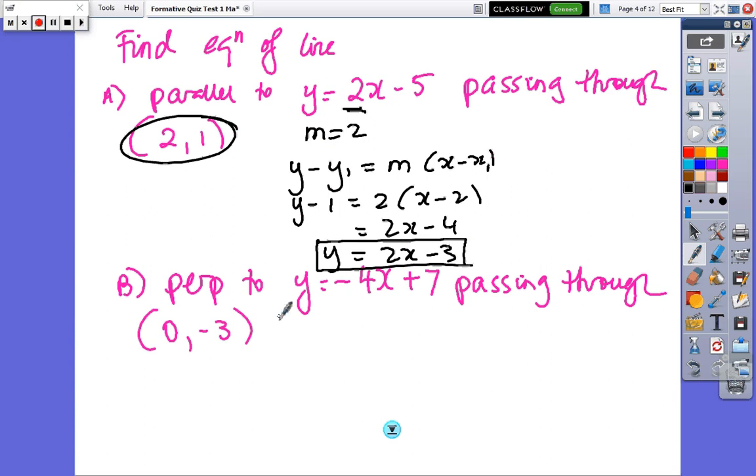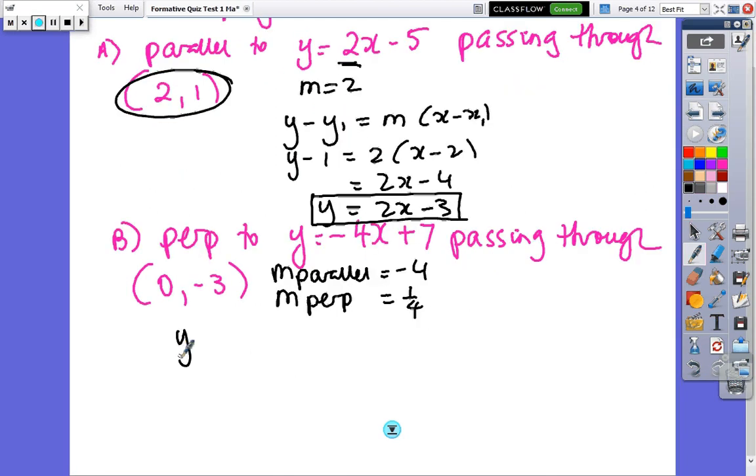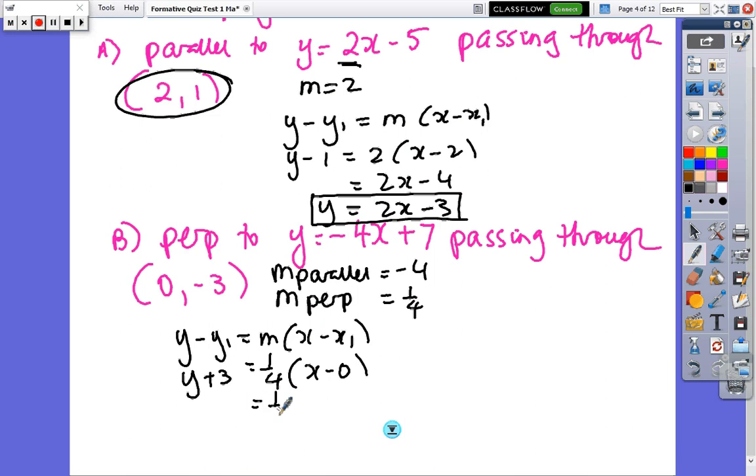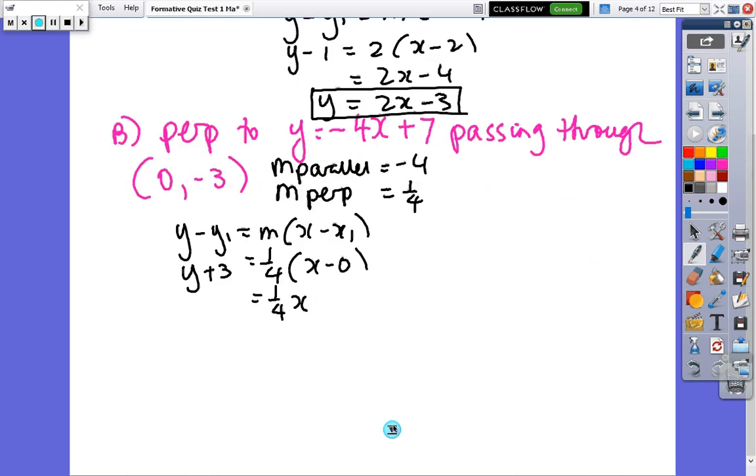If it's perpendicular, the parallel gradient is minus 4. And so the perpendicular equals a quarter. Flip it and change the sign. And y minus y1 equals m bracket x minus x1, with m equals a quarter. Okay, y plus 3 equals a quarter, x minus 0, equals a quarter x. And so y equals a quarter x minus 3 is the final answer.